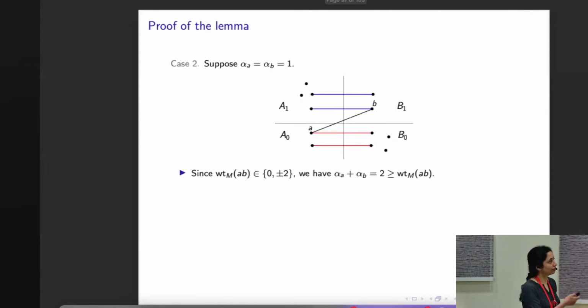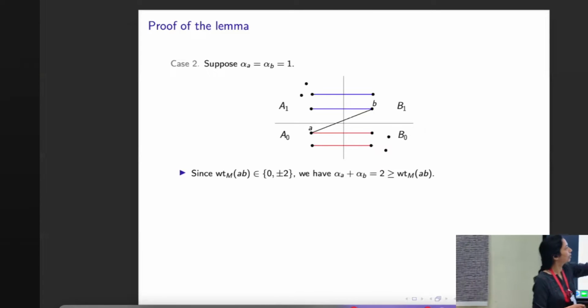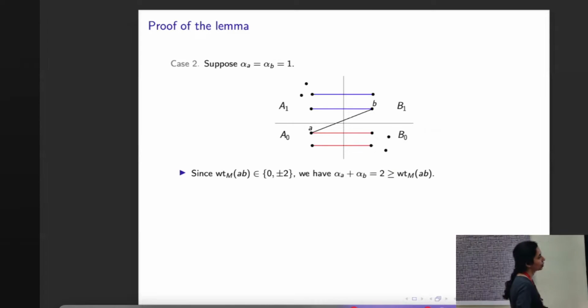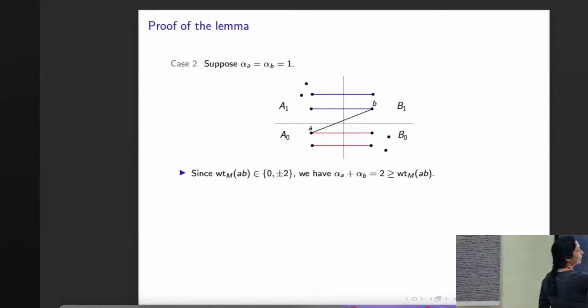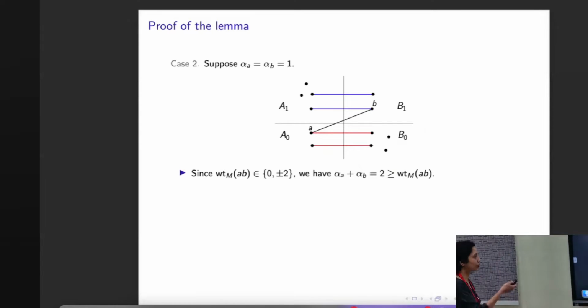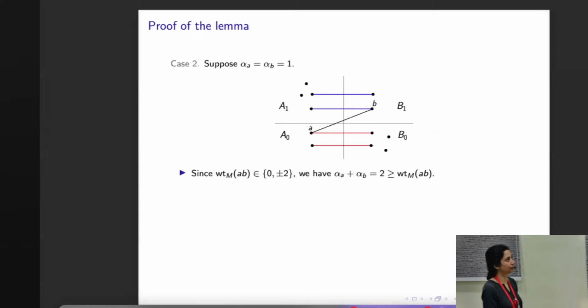So let's look at the case when both the alpha values are plus 1. There is nothing to prove here because by definition the weight of an edge is 0, plus 2 or minus 2. So 2 is at most the weight of an edge always, and we are saying each of the alphas is 1. So this constraint obviously holds.